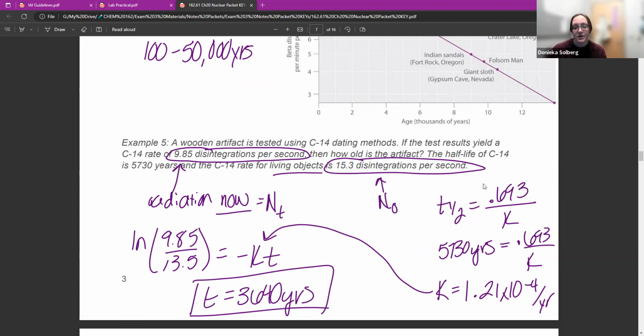So I do need k, so I use this equation to calculate k. I get that k is 1.21 times 10 to the negative fourth. That is per year. So if this was in years, this is also going to be in years. Plug that in and I get 3,640 years.